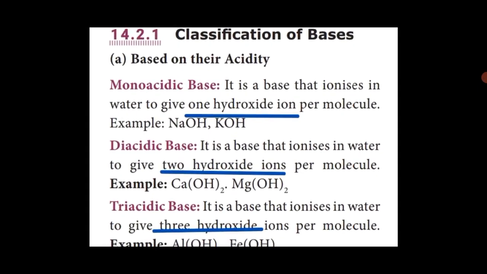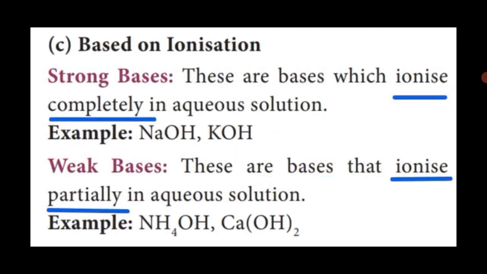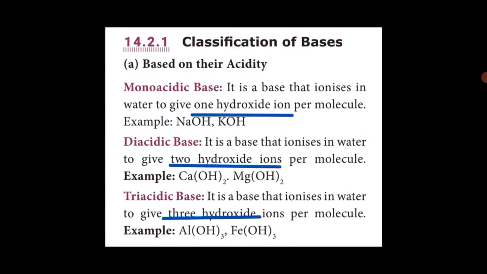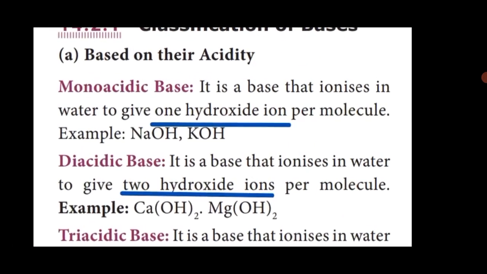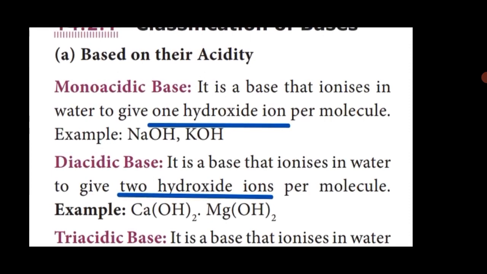Bases are classified into three categories. First, based on their acidity. Second, based on concentration. Third, based on ionization. Before moving on, the first classification is based on acidity. What is the meaning of acidity?